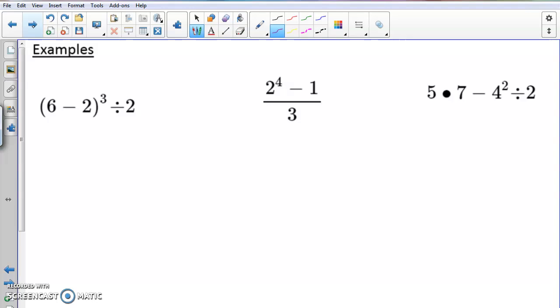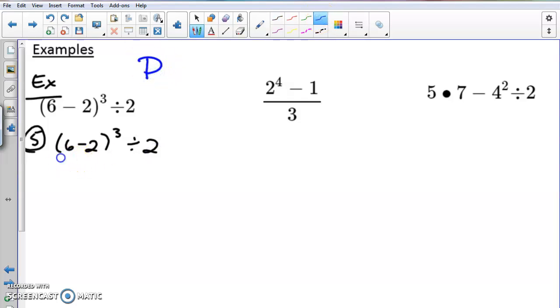So our very first example of this set, which is example 5 total. So EX, example 5, we have 6 minus 2 cubed divided by 2. So our very first step of the order of operations is P for parentheses, and I have parentheses. I have 6 minus 2 there. So 6 minus 2 is 4, and because that 4 is being raised to the third power, I'm going to have to drop down my parentheses and put the third power there so I don't forget it, and then divide by 2.